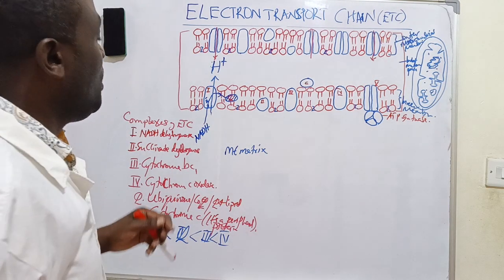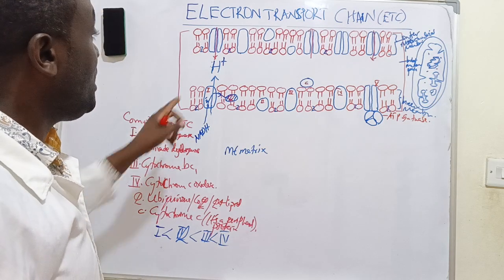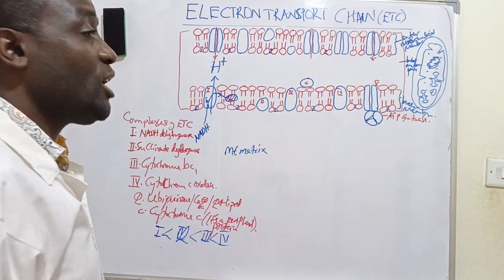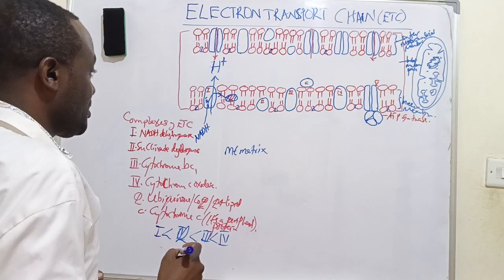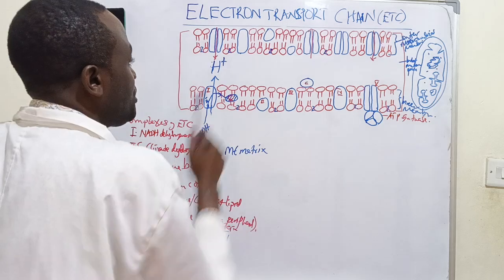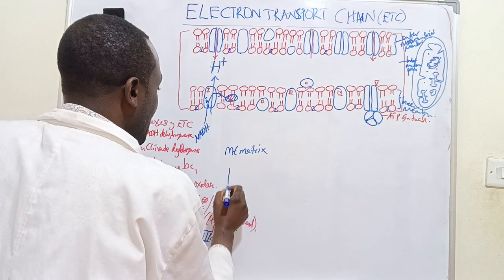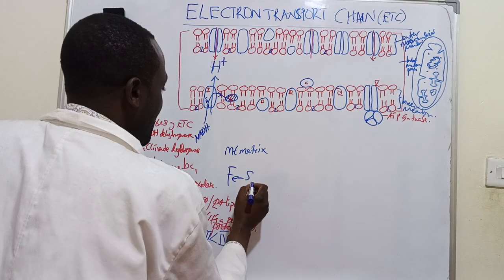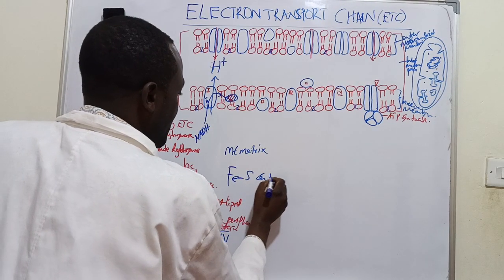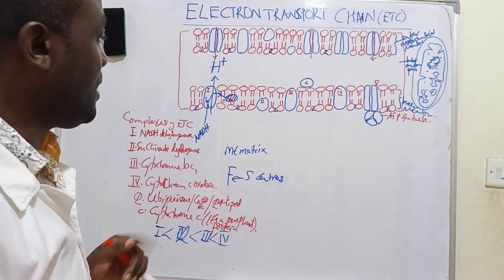Now, what is in here that picks those electrons? In this complex here, there are what you call iron sulfur centers. In fact, in complex 1, complex 2, and complex 3, we have iron sulfur centers.